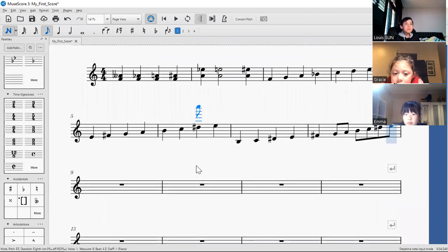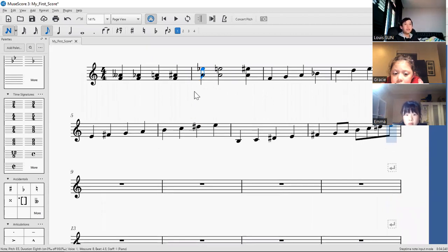So in fifth grade theory, you do get introduced to chromatic augmented and diminished intervals, with double sharps and double flats that aren't in any scale at all, and at that point you'll probably need to resort to counting semitones. Okay, next.